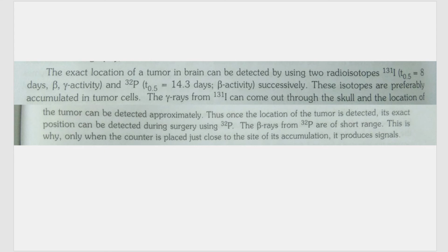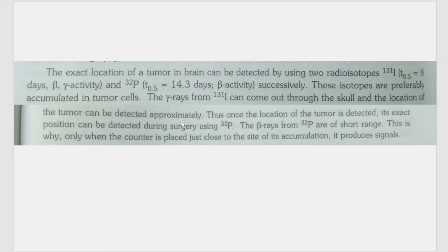The other two major isotopes that are required in the detection of tumors in the brain are an iodine isotope, iodine-131, and a phosphorus isotope. These two isotopes are used in detecting and treating tumors in the brain. The gamma rays coming from the iodine isotope can pass through the skull of your brain, and the location of the tumor can be detected approximately.